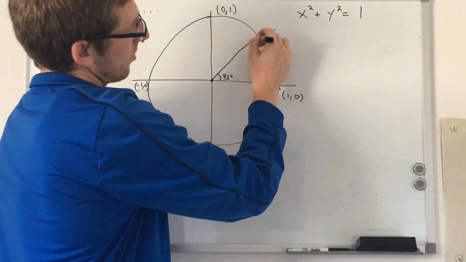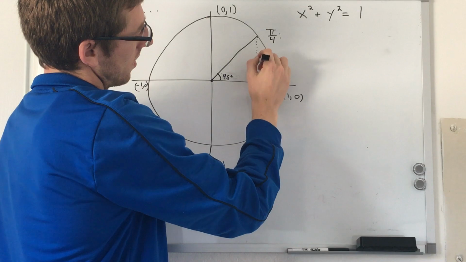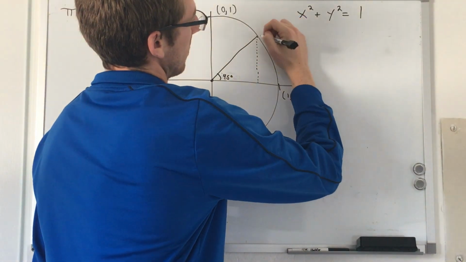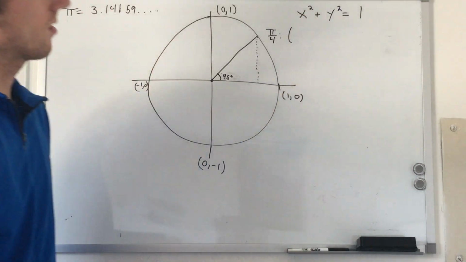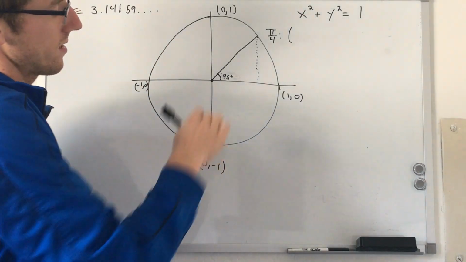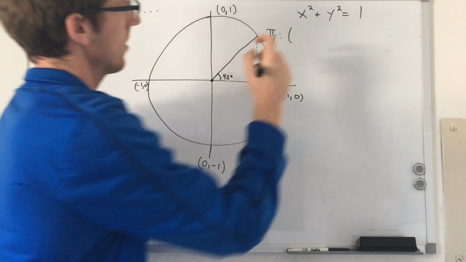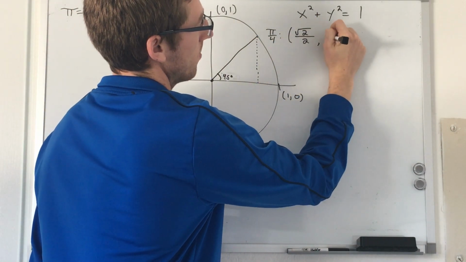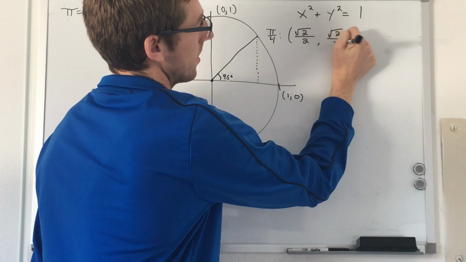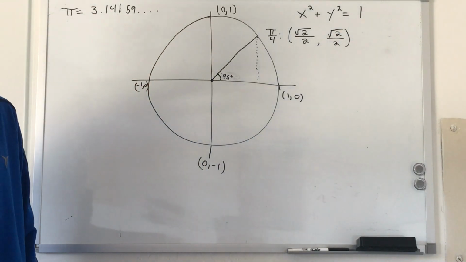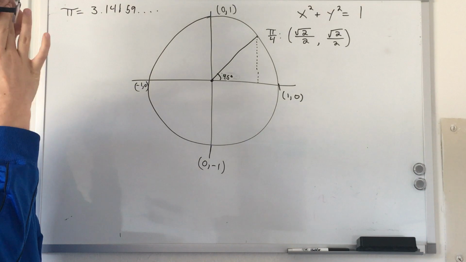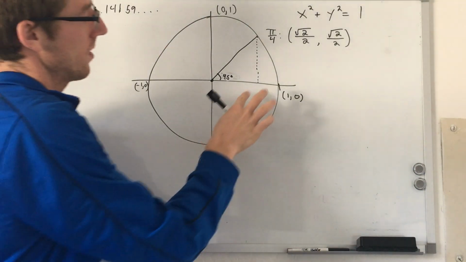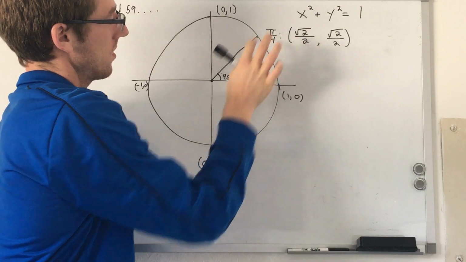And if we drew a line straight down, right, it would be a triangle. And so what we could do is the Pythagorean theorem if we wanted to, but I won't make us do it. And we'll get that this point is root 2 over 2, comma, root 2 over 2. Okay? So there's 45 degrees.